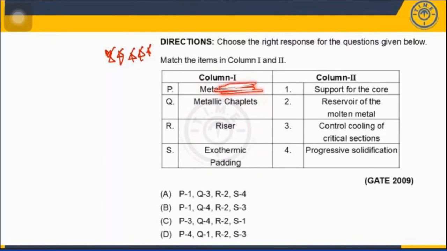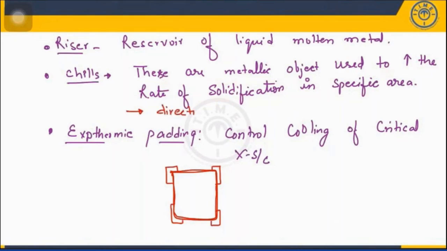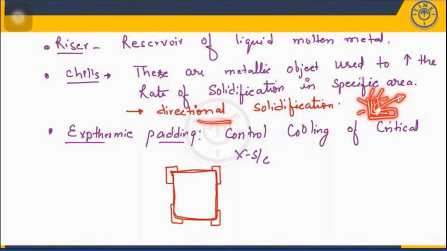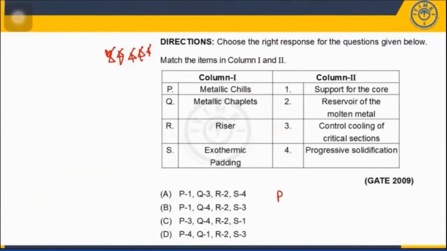So what is the metallic chill? Metallic chill is basically used for progressive solidification or directional solidification. These are the metallic objects which will increase the rate of solidification in a specific area. That means whenever directional solidification is required, in whichever direction you want it. Suppose the heat is transferring from this cross section in this way, but less heat is transferring from this point, then you will add the chills at this particular point, and then the heat transfer will take place. If you want to do heat transfer in a directional way, you will use the chills. That is also called progressive solidification. So for metallic chills, the correct answer for P is 4.